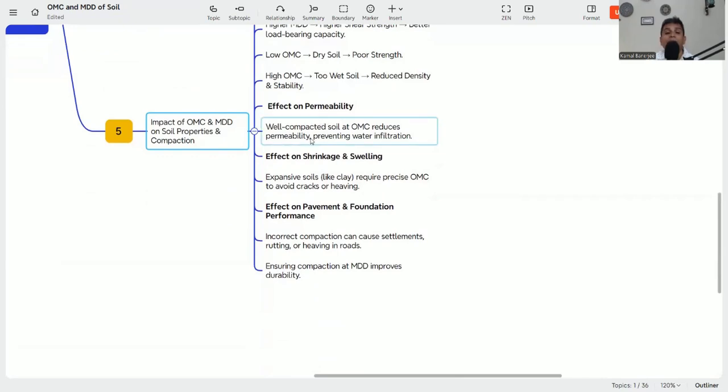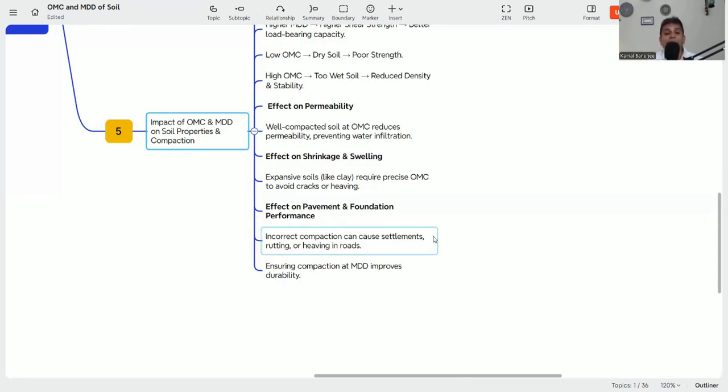Then the effect on permeability: well compacted soil at OMC reduces permeability, preventing water infiltration, which I already discussed. Then the effect on shrinkage and swelling. This is a very important part, because if shrinkage and swelling happen, that will affect the structural stability. So expansive soil like clay requires precise OMC to avoid cracks and heaving. Whenever we are dealing with soil, you need to know what type of soil it is and what its shrinkage and swelling property is, because if shrinkage and swelling happen, it will ultimately create a problem for the structural stability.